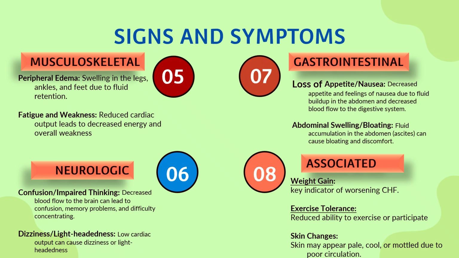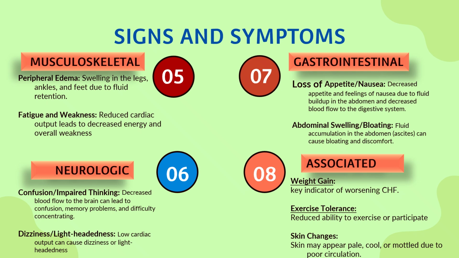And neurological symptoms are confusion and impaired thinking. Because of reduced blood flow to the brain, it can lead to confusion, memory problems, and even hypoxia. Okay, because the oxygenated blood is not going through your brain properly. A patient might complain of dizziness and lightheadedness due to a decreased cardiac output. Gastrointestinal: loss of appetite and nausea due to the fluid buildup in your stomach.